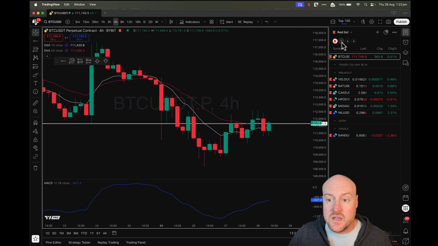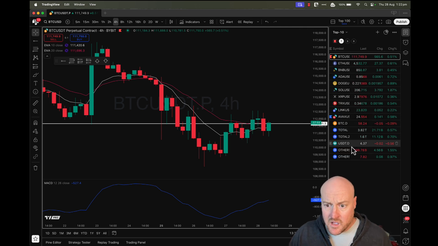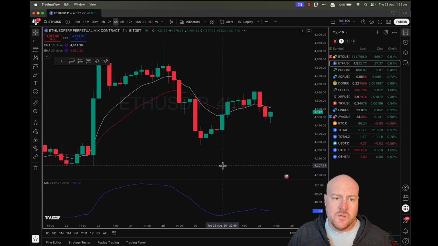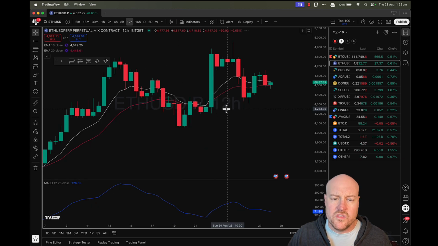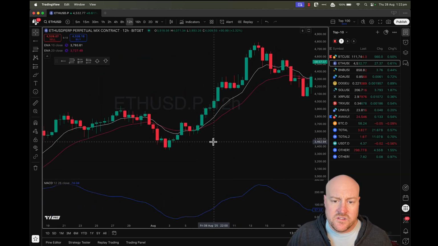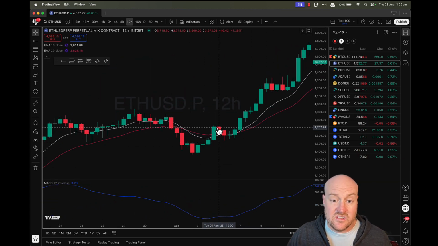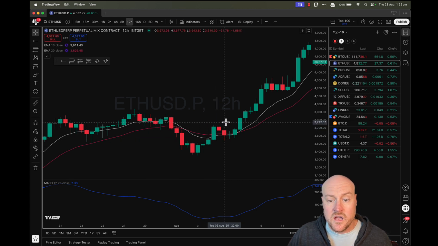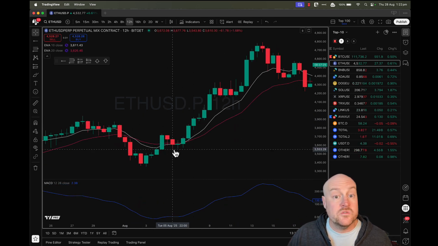Now, I've spoken about this on many different time frames, a couple of times on Ethereum. I think it was the 12 or the 8, and I'll show you. I did a video saying, this is exactly what we needed. We saw a higher low right here. We broke up through this level to a higher high, and look at the move that we got. This was a strong trend.